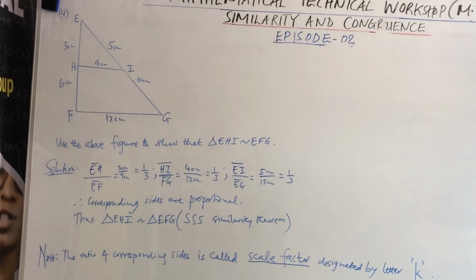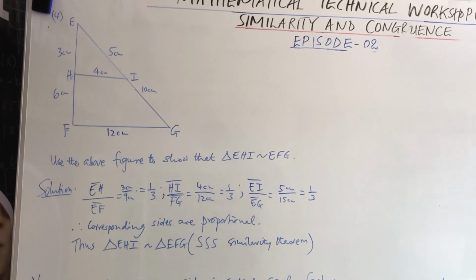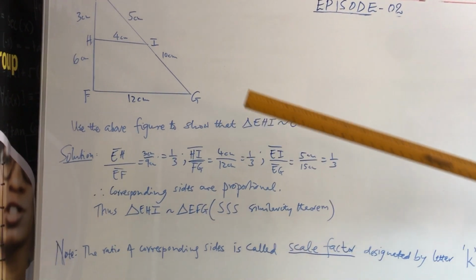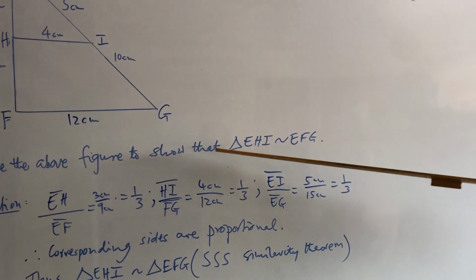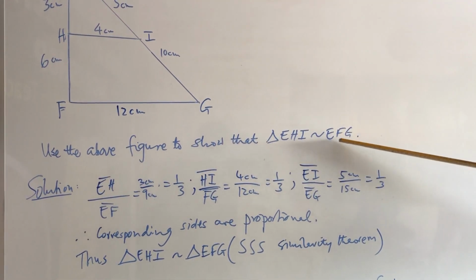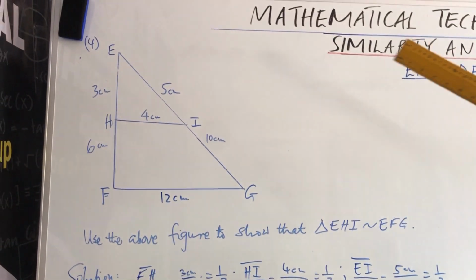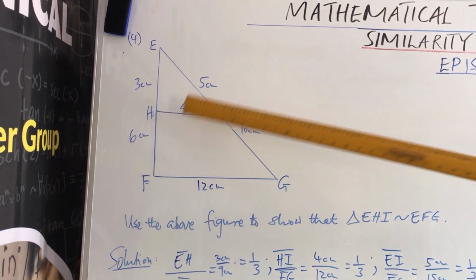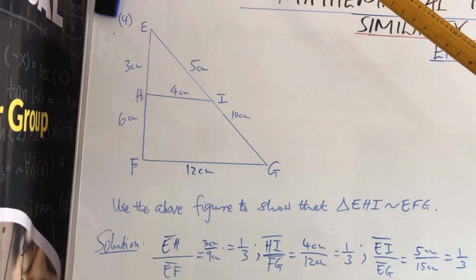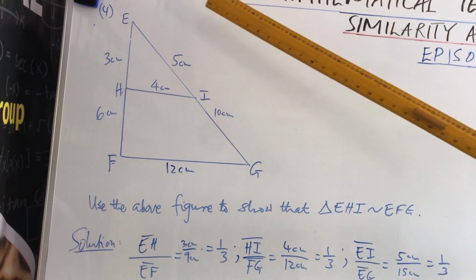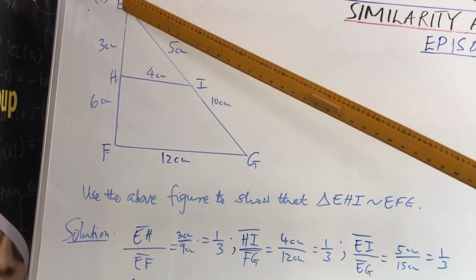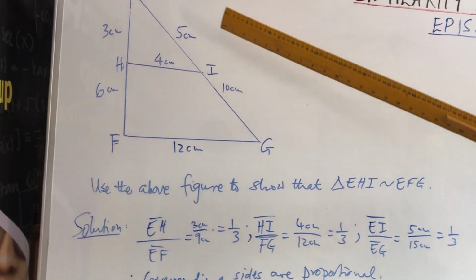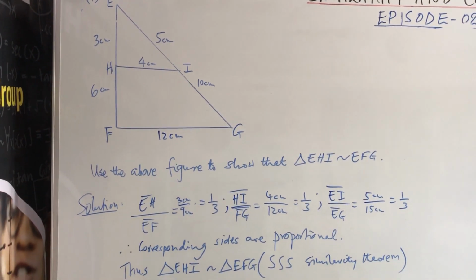Once more, welcome to solution for activity number 4. The question in activity number 4 says that use the figure to show that triangle EHI is similar to triangle EFG. The figure is this one here, whereby you can see you have two triangles with given dimensions, and what we have to agree is that EF is equal to 9 centimeters, EG is equal to 5 plus 10, which is equal to 15 centimeters.